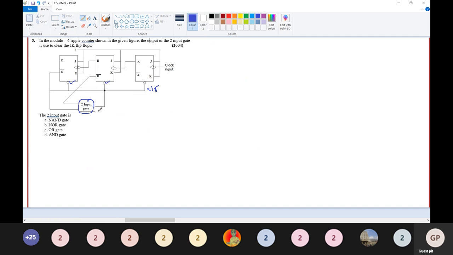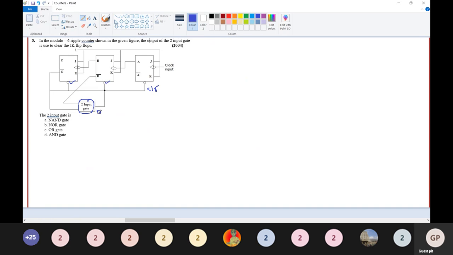So the output of the two input logic gate should be equal to 0. So what happens? This output goes to the clear so that it resets the flip-flop to 0. Therefore, the output of the two input gate should be equal to 0.